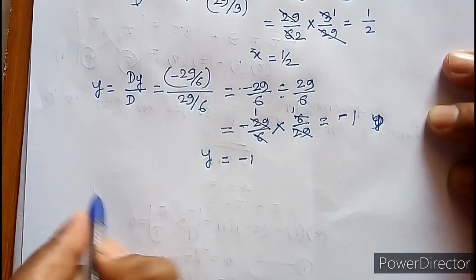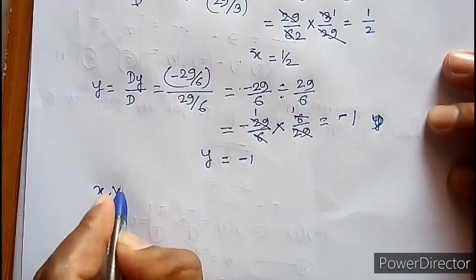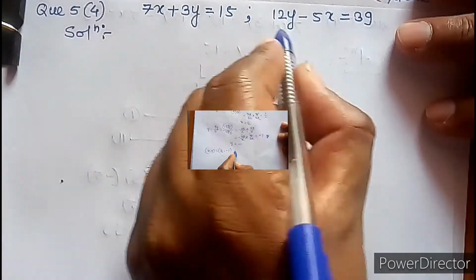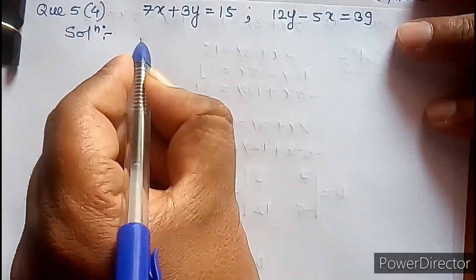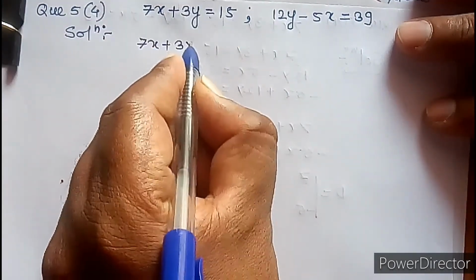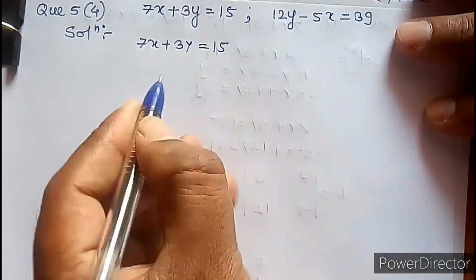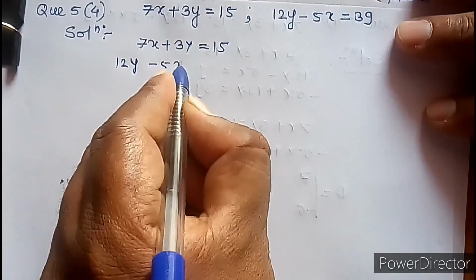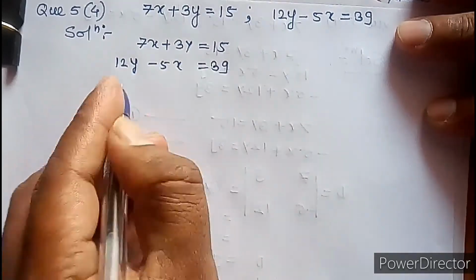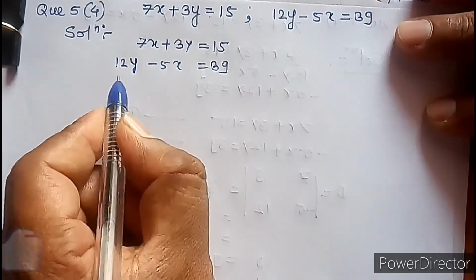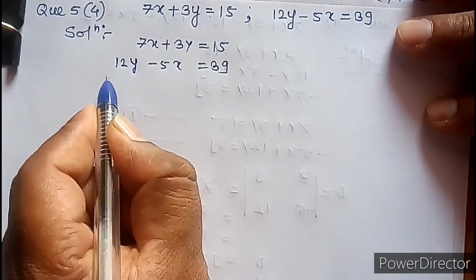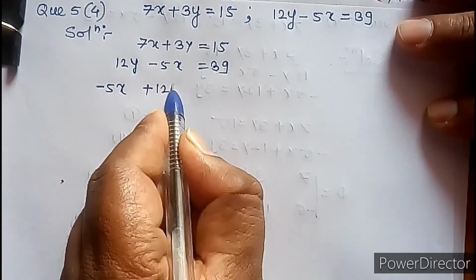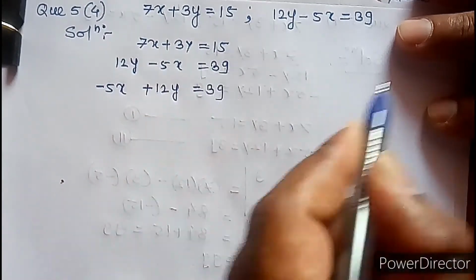Hence we get the values of x and y, that is x comma y is 1 by 2 comma minus 1. Write down the equations in the solution part, that is 7x plus 3y equals 15 and the second equation is 12y minus 5x equals 39. Now rearrange this second equation, that is minus 5x plus 12y equals 39.